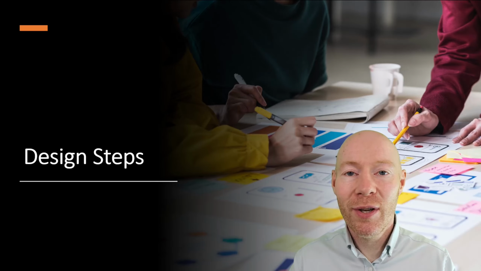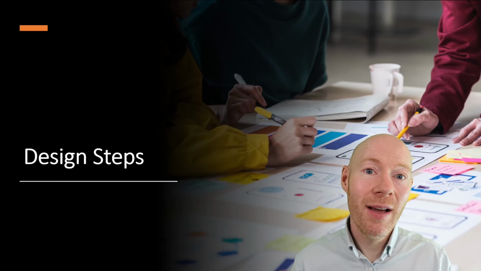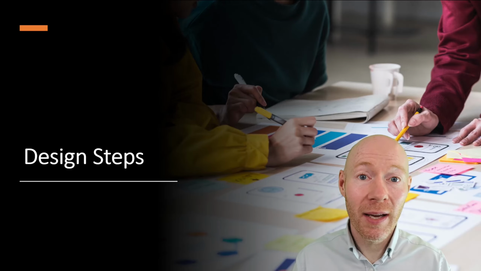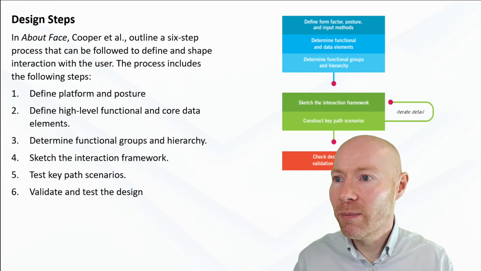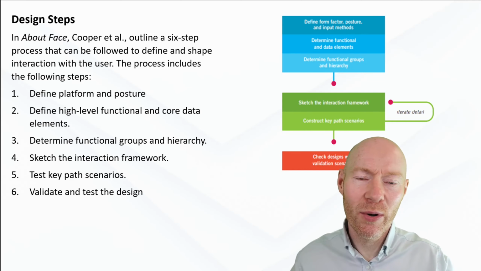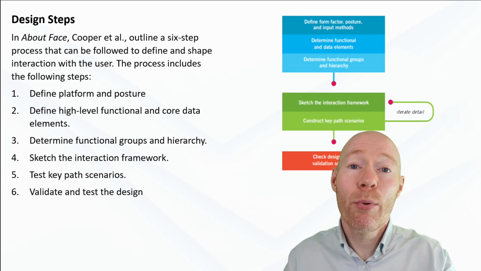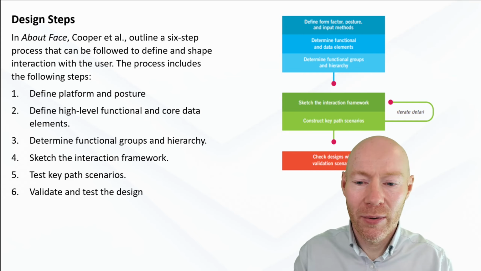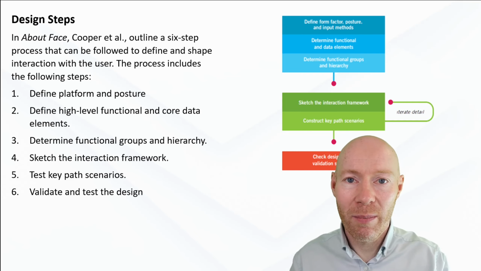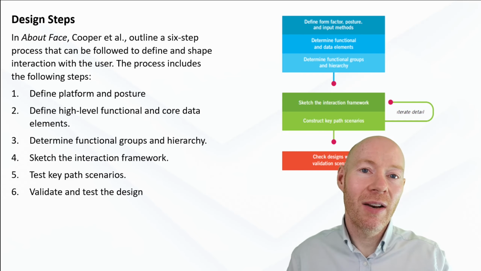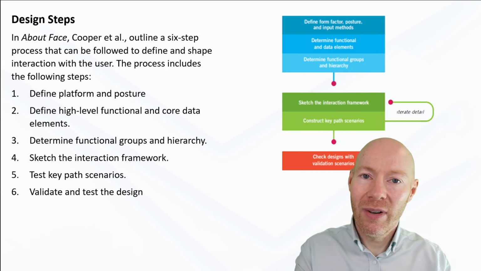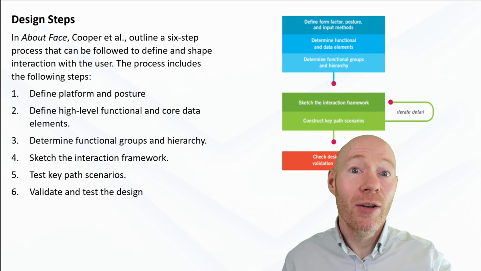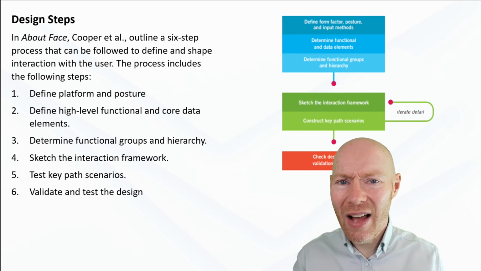In this section, we're going to have a look at a number of different steps that we can use to tie together the different aspects we've been looking at. And this is drawn from About Face. Inside that, Cooper and all set out a 6-step process that we can use to go from thinking about the environment inside which we'll be using our application through to establishing and refining what's important for the user, linking this together into an interface design, and going all the way through to usability testing. So we'll have a look at each of the different steps.